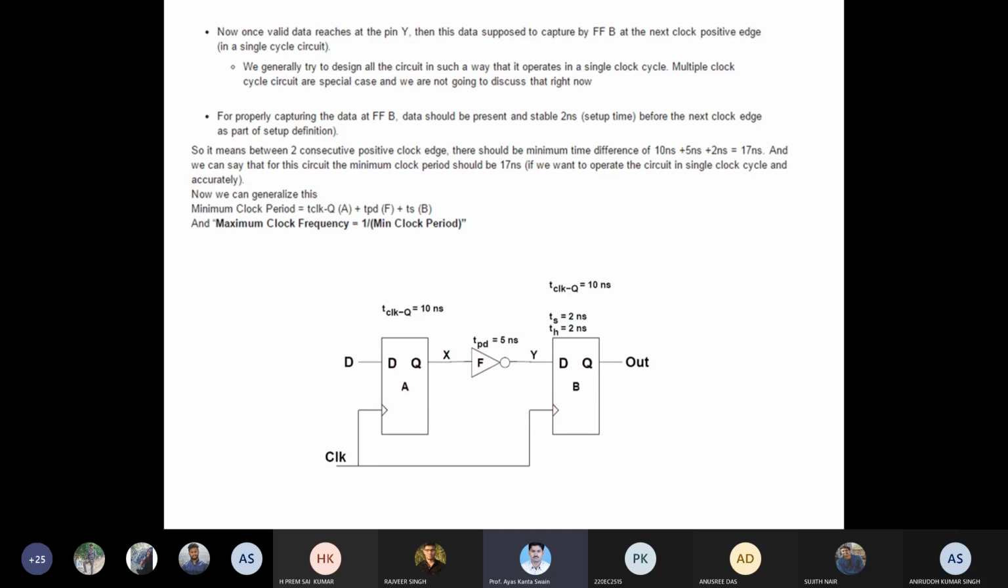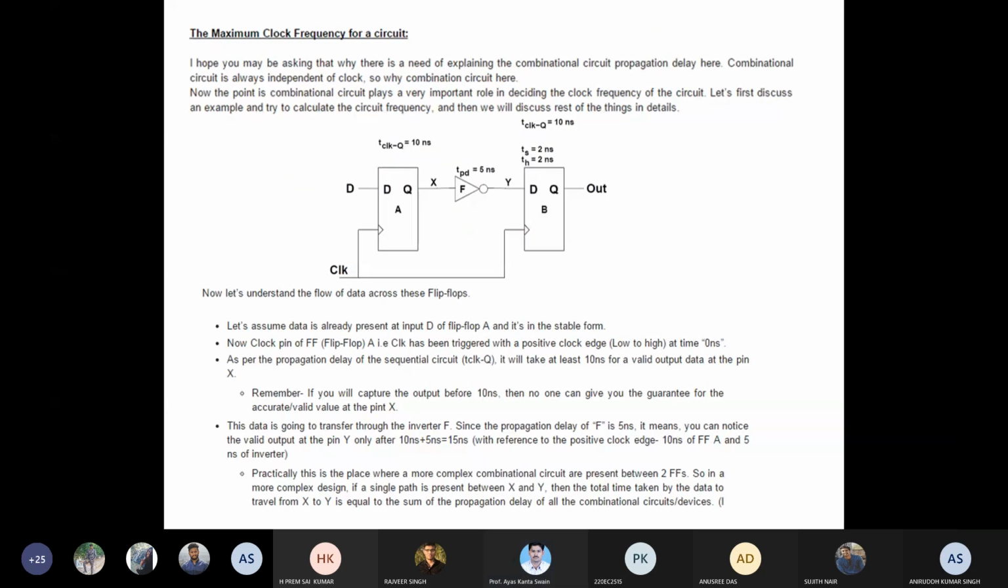But why we are discussing this, we have to see the importance of TS. That is your setup time. So you also have to consider the setup time in flip-flop B. So there are two flip-flops, and in between there is a combinational circuit.